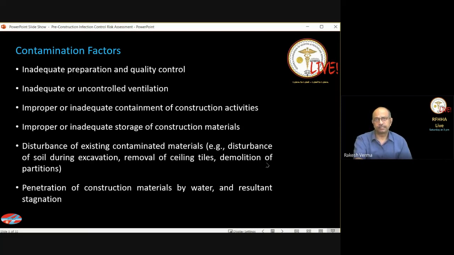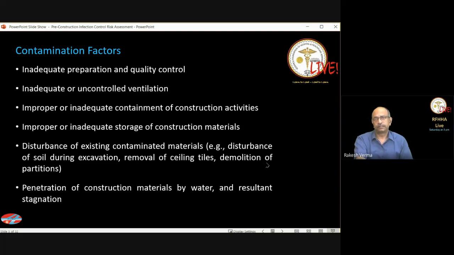Disturbance of the existing contaminated materials. For example, when you take out the soil, when you are removing the tiles, when you are demolishing a part of the structure or breaking part of the structure, then the debris that comes out has to be handled in a certain manner.